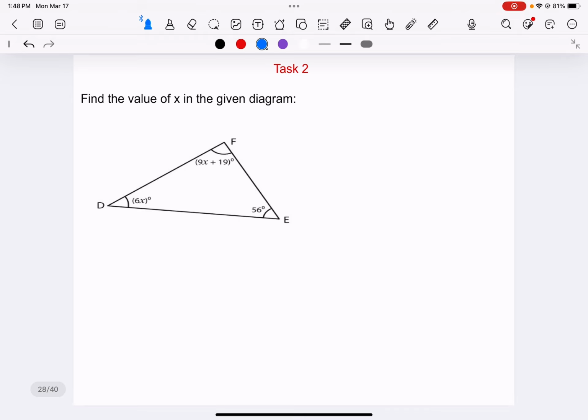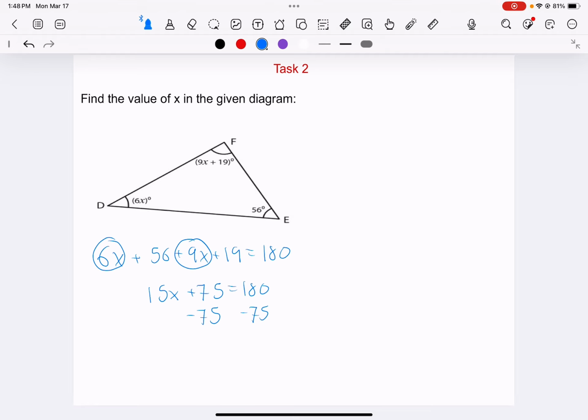Find the value of x in this diagram. All these angles are inside the triangle, so I know they're going to add to 180. So 6x plus 56 plus 9x plus 19 equals 180. Combine the like terms, 6x and 9x is 15x, and 56 plus 19 is 75, equals 180.